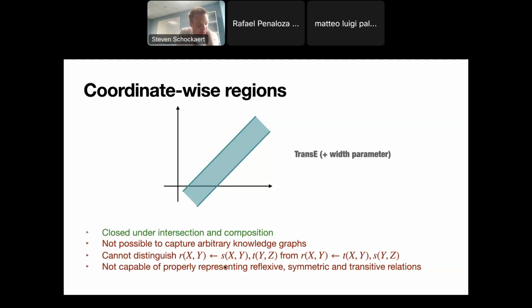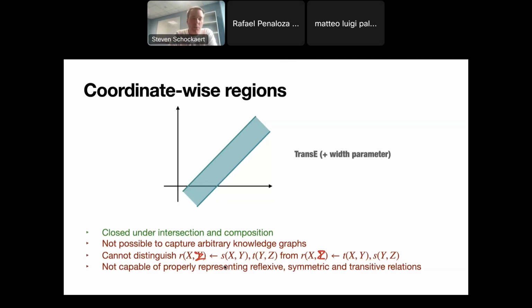So a rule like this, where we say S(x,y) and T(y,z) imply R(x,z), trans-E will not be able to distinguish this rule from the rule here on the right, where we say T(x,y) and S(y,z) imply R(x,z). Right? And these two rules are of course not the same, and often it's quite important to separate these two, to distinguish these two rules. But with trans-E you cannot do it. So that's a very unfortunate limitation.